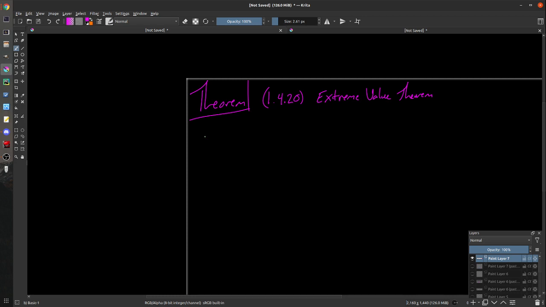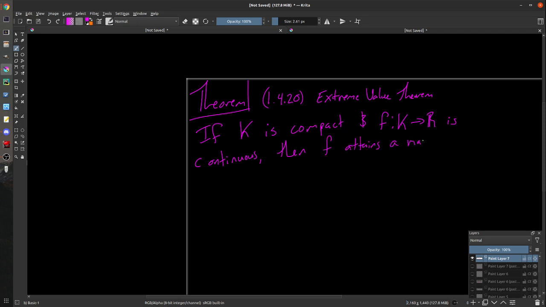The extreme value theorem says that if K is compact and f is a function from K into R, the real numbers, and it's a continuous function, then f attains a maximum and minimum value. And maybe I should say a finite maximum and minimum value, but I guess you can't attain an infinite minimum value and still map to R, right? Because infinity isn't a number. So maybe that's redundant, but it attains a maximum and minimum value.